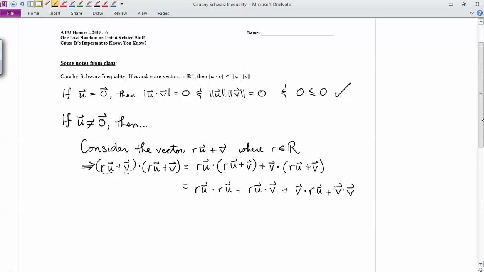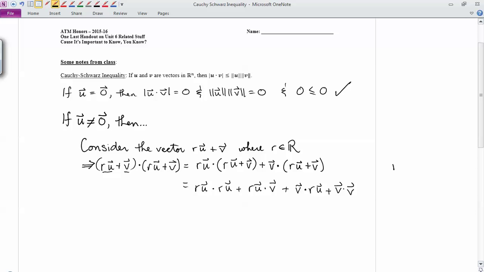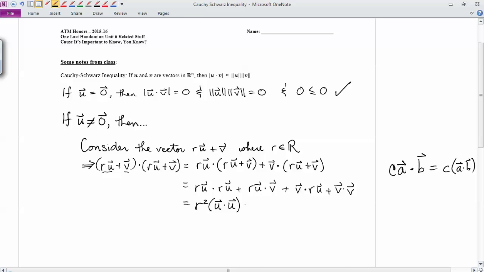Now if we remember some other dot product properties, there's one that says if you have a constant times a vector dotted with another vector, that's the same thing as c times the quantity a dot b. So over here, if I pull out both r's from the ru dot ru, I'm going to get r squared, and then I'm left with u dot u. And then I'll pull out the r from each of these. So this is going to be r u dot v plus r v dot u plus v dot v.